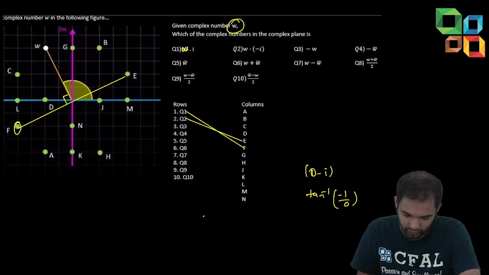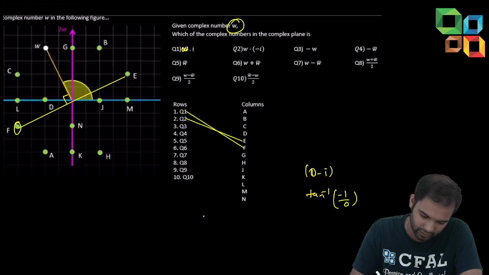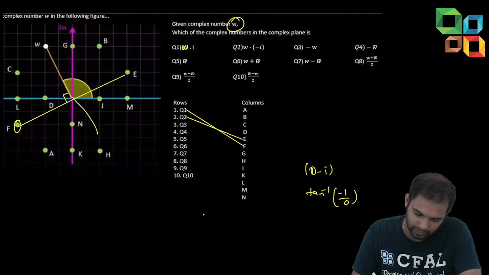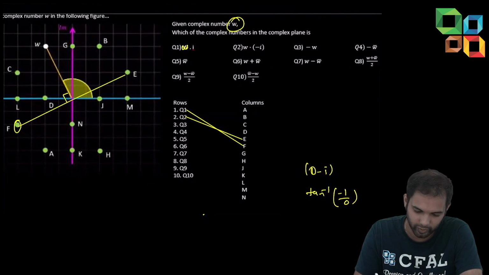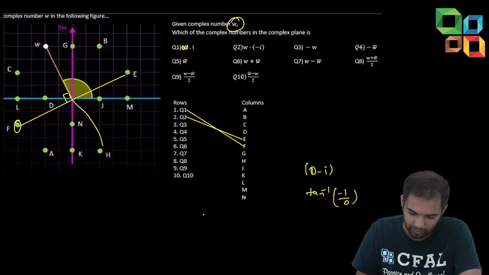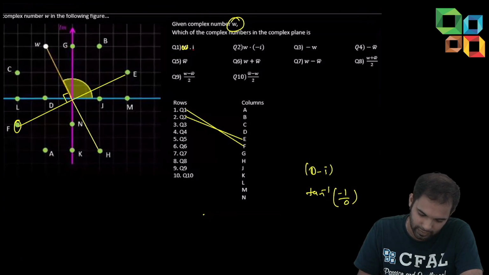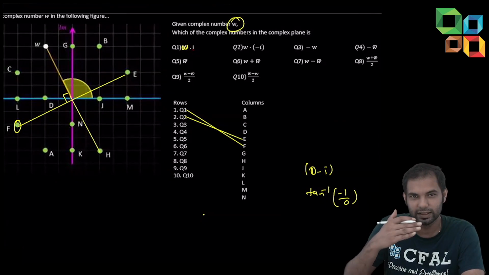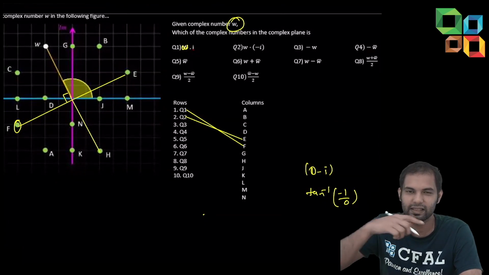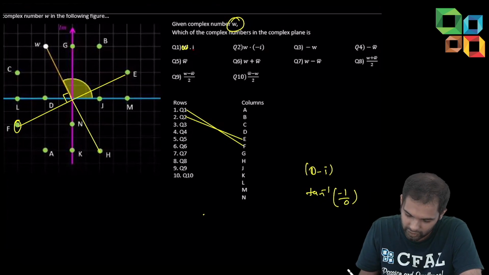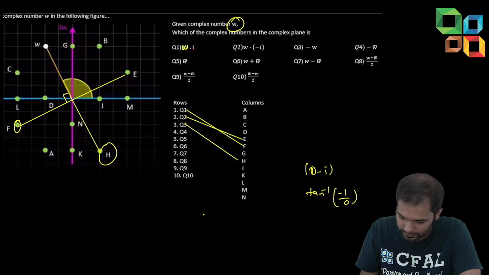Question 3, negative of this. I think this is very direct. So we know that this is nothing but multiplication in complex number terms. If you want to imagine, this is nothing but multiplying with, sorry, multiplying with minus 1. Correct. So multiplying with minus 1 is nothing but rotating by 180 degrees. It doesn't matter which side you rotate now. You're going to get H. So question 3 is H.